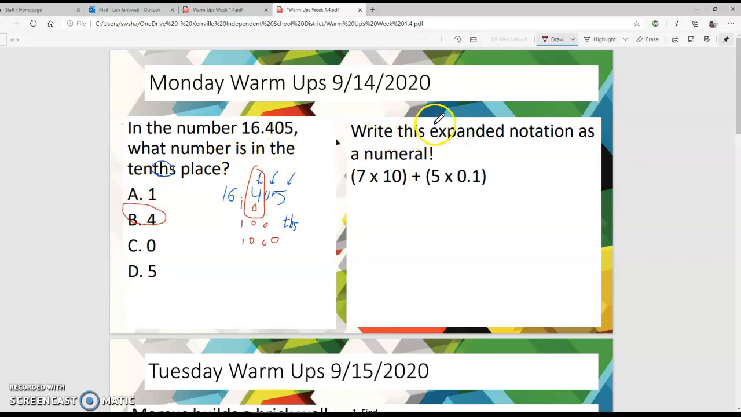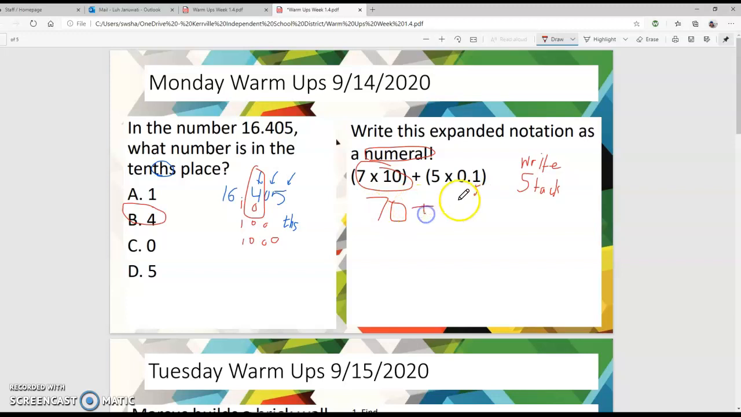This question is asking, write this expanded notation as a numeral. Numeral means numbers, just regular old numbers. So for this one, we use what I call the write them and stack them strategy. You don't need to say the name, but it's just fun. So we write this number. What is it? 7 times 10 is 70. And 5 times 1 tenth is just 0.5, or I just put 5 here, and I know I don't need another 0.